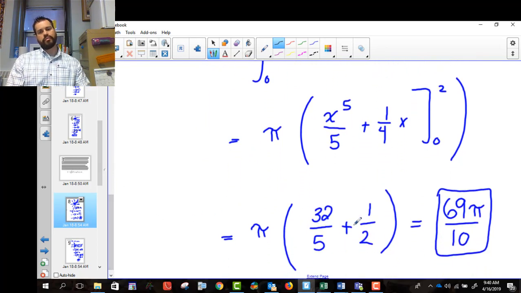All right, and if you add those together, you get a common denominator of 10. So you get 64 plus 5, and that gives you 69 pi over 10. And we're leaving it in terms of pi because that's the exact answer.